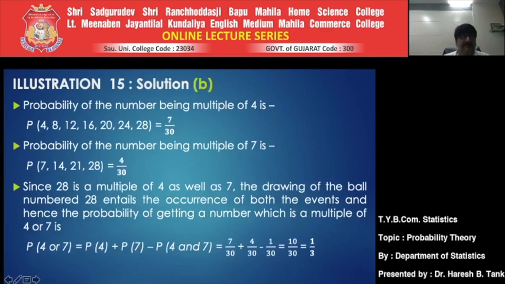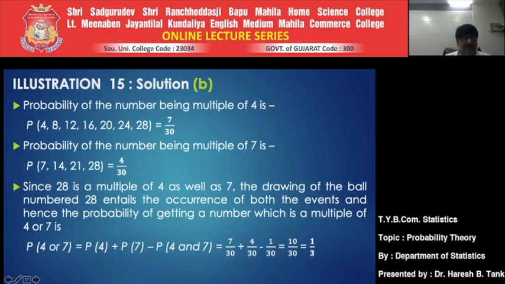The second part. A multiple of 4 or 7. Separate it, make it individualized. Let's get the probability of getting a number which is a multiple of 4 independently, 7 independently. First thing first, 4. 4, 8, 12, 16, 20, 24 and 28. These are the 7 different ways one can get a number which is a multiple of 4. So probability comes to 7 upon 30.